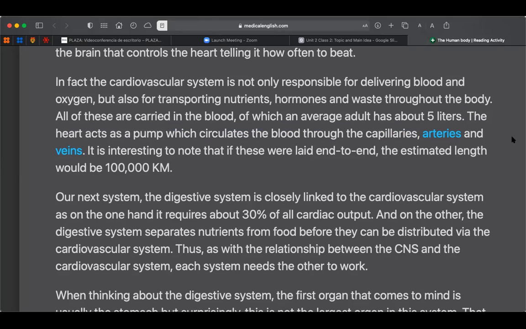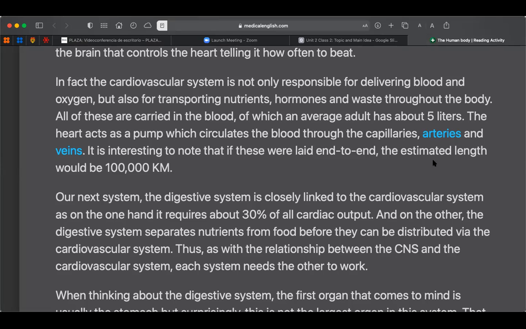The heart acts as a pump which circulates the blood through the capillaries, arteries, and veins. It is interesting to note that if these were laid end to end, the estimated length would be 100,000 kilometers.